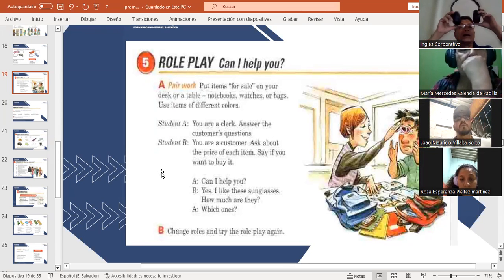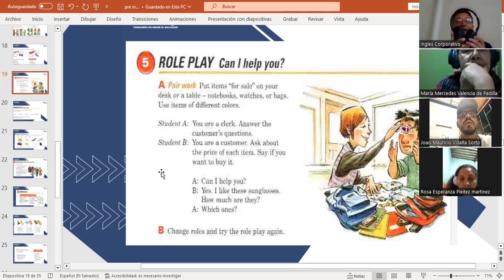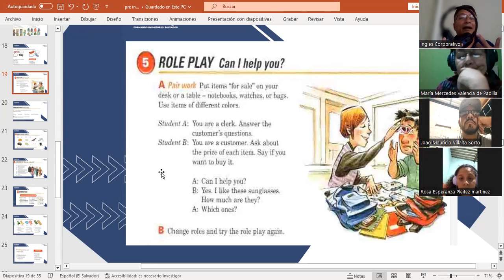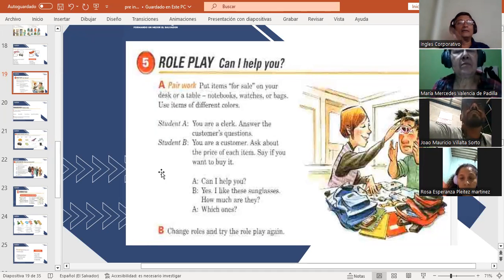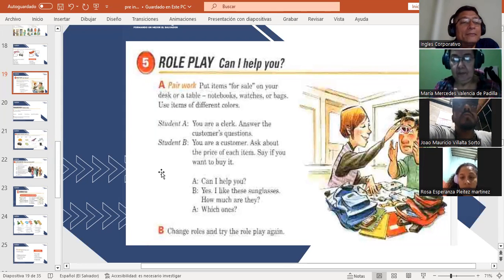Or I can sell these headphones. The clerk: Can I help you? Yes, I like these headphones. How much are they? Which ones? The black ones. Oh, they're 25. Got it? Comprende? Got it. Comprende poquito. Yeah, okay, good.